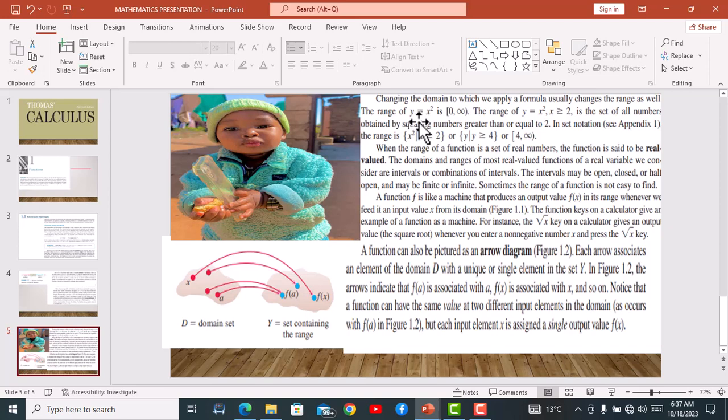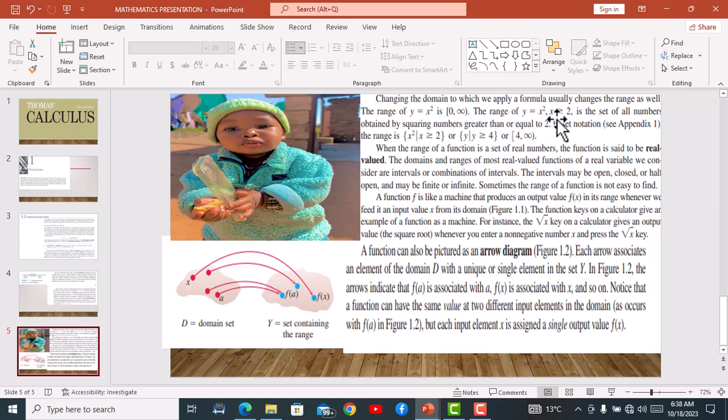A point worthy of noting: changing the domain to which we apply a formula usually changes the range as well. We know that because, remember, this is a one-to-one connection. The range of y equals x squared, where we accept elements from 0 to positive infinity. Remember, this is the range because this is the parabola. Unfortunately, I did not have time to draw a parabola on the side. You would see that the parabola begins from 0 going upwards. So we are saying from 0 to positive infinity, and 0 is inclusive. But we will deal with this in the second tutorial.